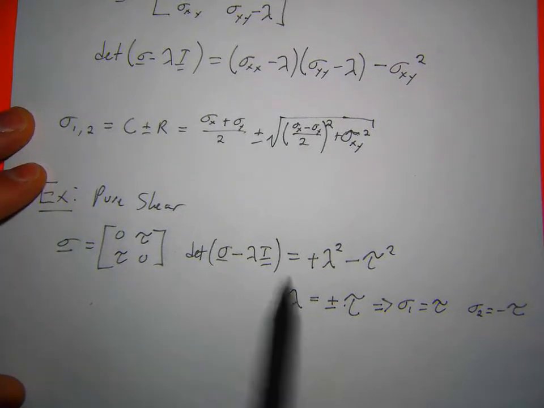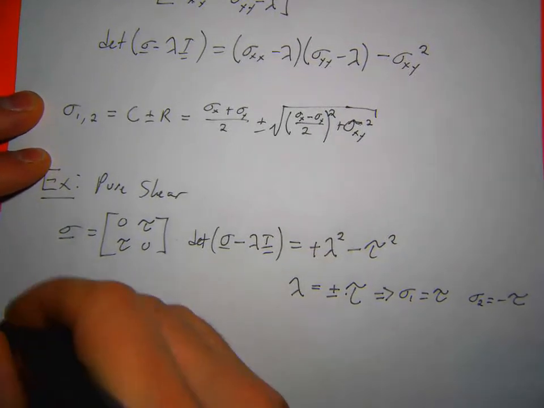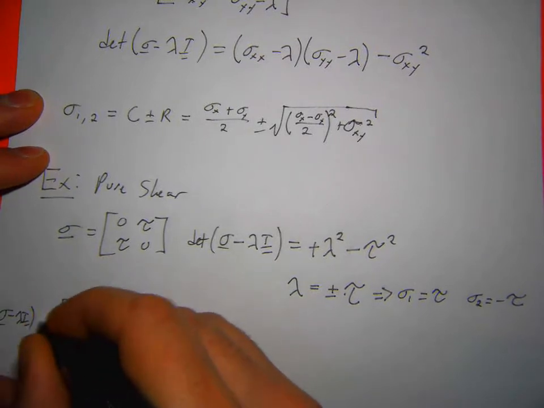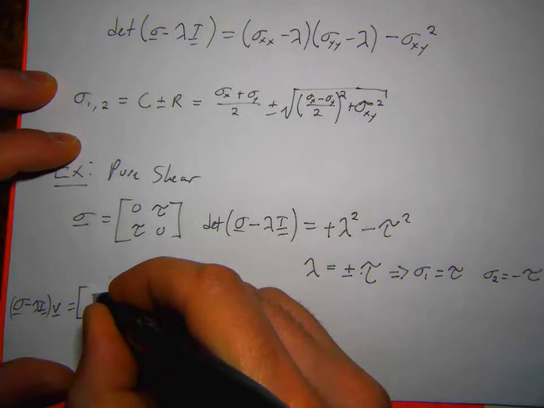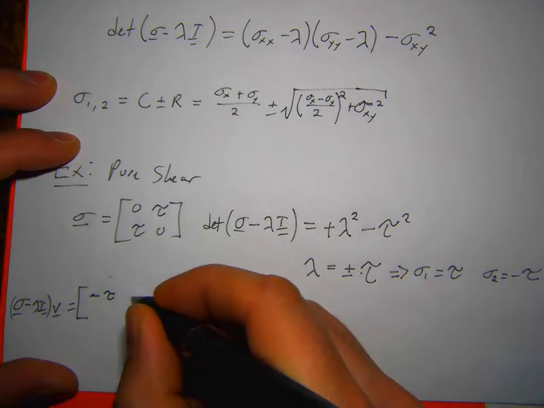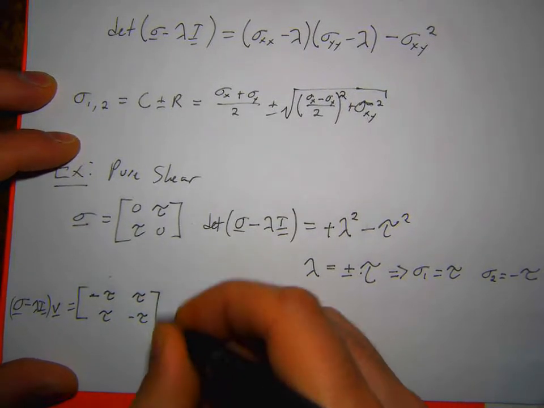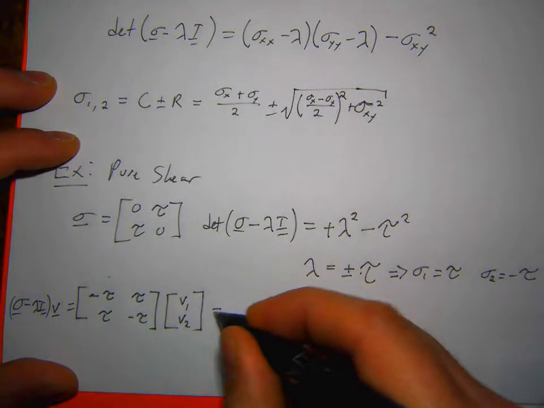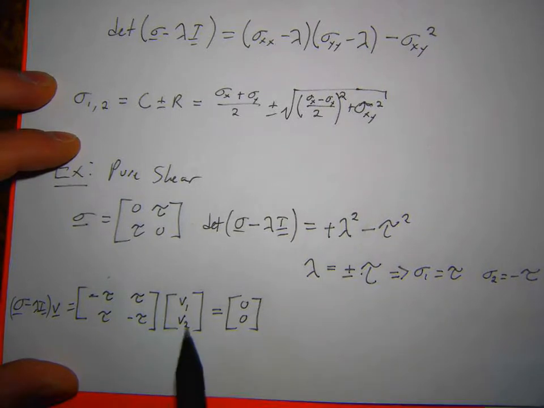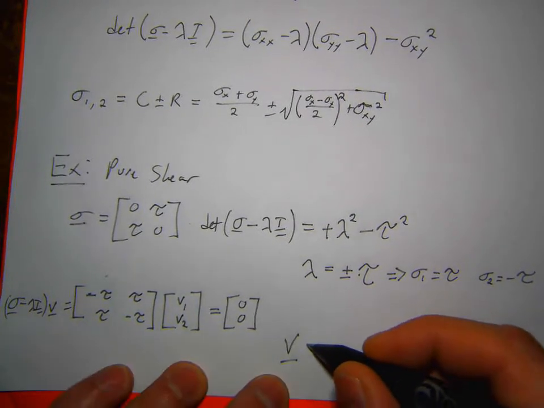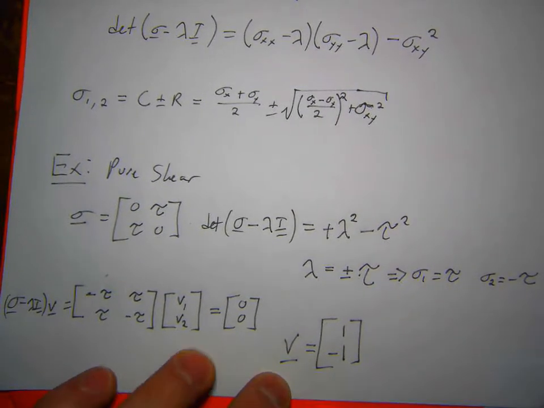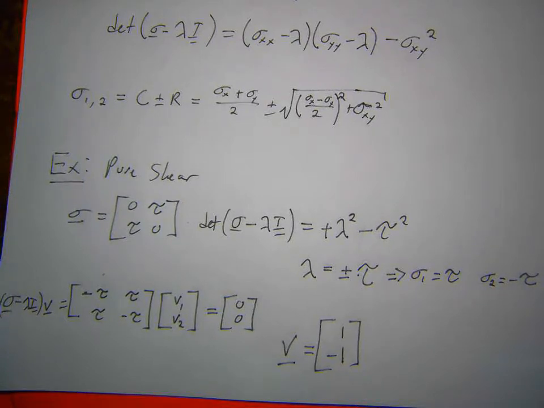So now if I wanted to figure out sigma minus lambda I times V, so I could say sigma minus lambda I times V is equal to, there we go. I should have written that a bit bigger. Let's start with our first one. So I have a minus tau, tau, tau, minus tau. And I want to figure out what vector V1, V2 leaves us a zero vector. And so I can say from this, if I multiply my V in, I just need a plus one and a minus one. So my eigenvector here would be 1, minus 1, or minus 1, 1, which is a line at 45 degrees, or at minus 45 degrees, which was the same direction angle that we got for the principal stress last time. So this kind of matches up with what we had seen before.